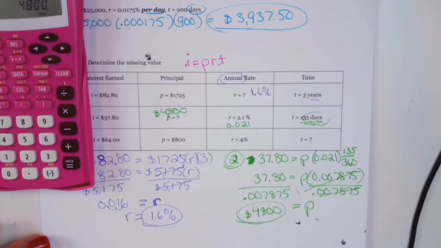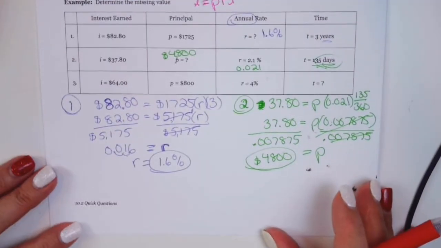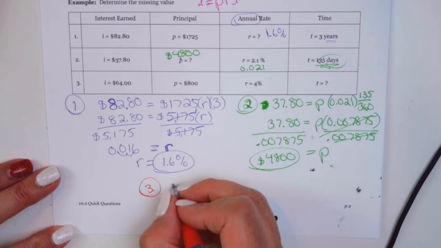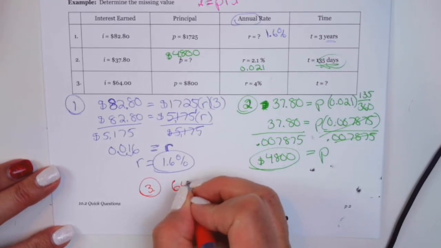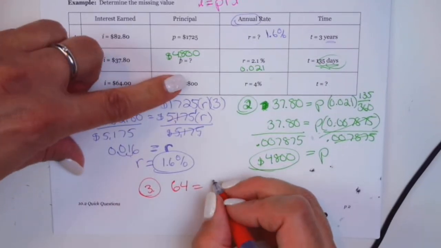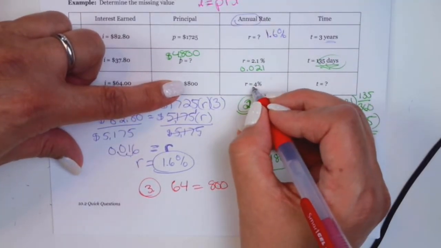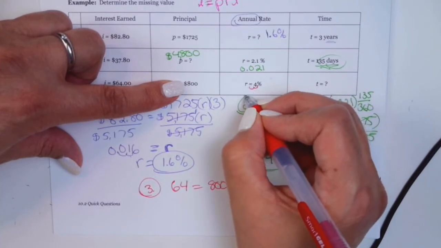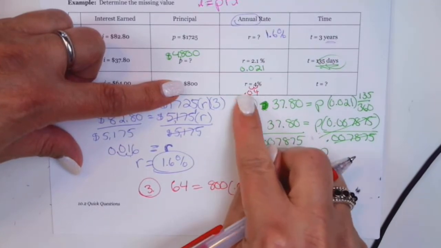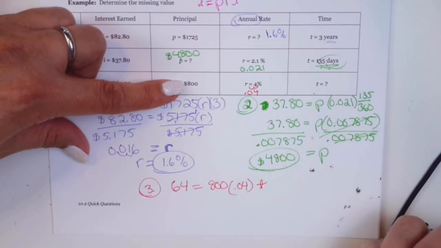Okay, we've got one more. Number 3. Again, we have our interest earned, so $64. I'm going to leave the decimals out and the dollar sign. I'm just going to write the 64. We have our principal, which is 800. Again, leaving the dollar sign out. We know our interest rate, so the decimal point is here, so it's 0.04. Notice that I like to make sure that I'm doing it correctly before I do it. And then our t is what we're looking for.